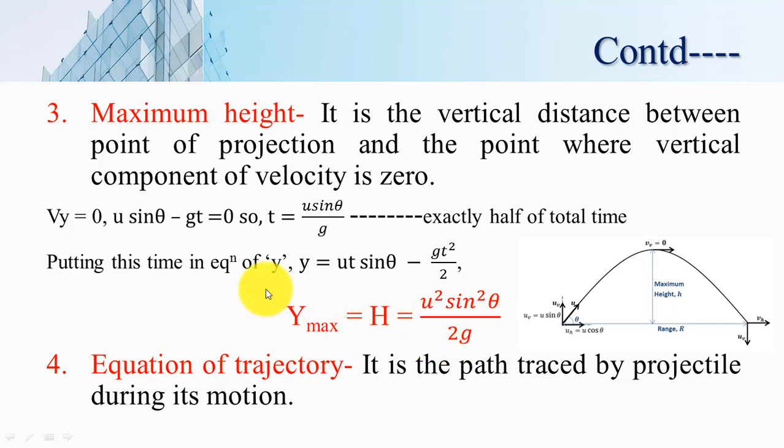Then next to this, there is another equation, that is the equation of trajectory. It is the path traced by the projectile during its motion, that is from the point of projection up to the point of landing. Whatever path is traced by the projectile or the particle, for that path one equation can be derived, and that equation is called the equation of trajectory. So how do we derive the equation of trajectory?